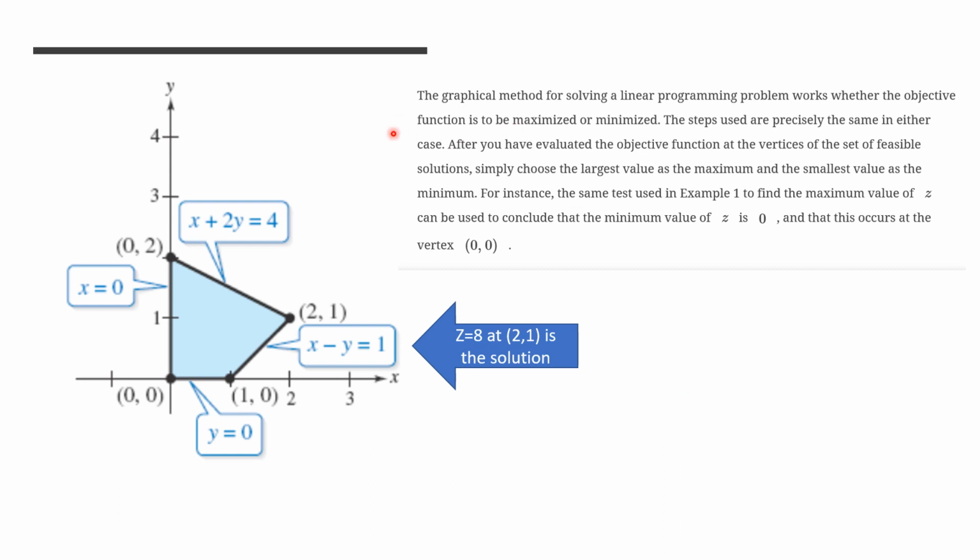Now, the graphic method for solving linear programs works whether it's to be maximized or minimized in 2 dimensions. The steps are precisely the same. So after you've evaluated the objective function at the vertices, you choose either the largest or the smallest in order to solve this. In our little example, if we were minimizing z, it would happen at (0, 0), and you can see that (0, 0) again is a vertex of the region.